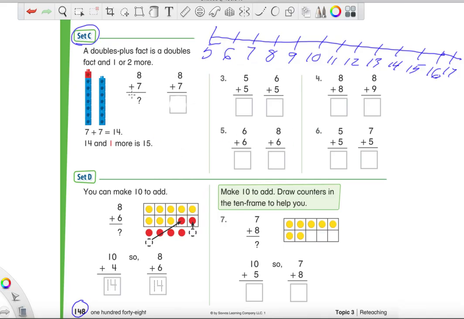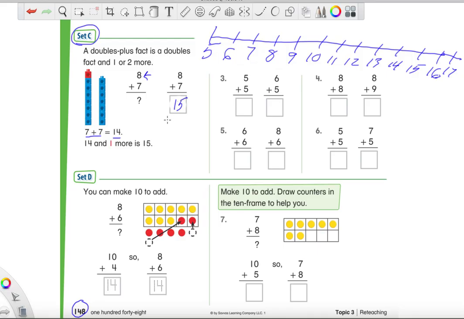Okay, so right here they're showing us, if we want to figure out 8 plus 7, we could think about 7 plus 7. And we know 7 plus 7 is 14. So it's very close, except this 8 is just 1 bigger. So if we know 7 plus 7 is 14, we just have to think, what is 1 bigger than 14? That's 15.